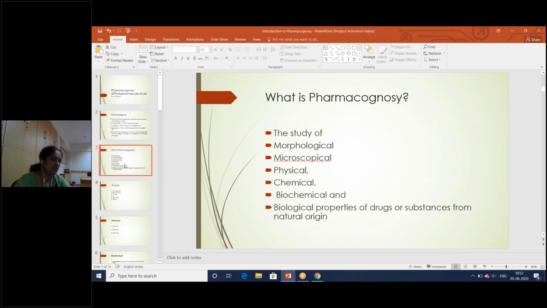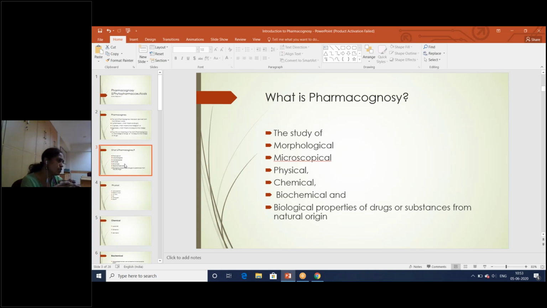Now, what is pharmacognosy? Pharmacognosy is the study of morphological, microscopical, physical, chemical, biochemical, and biological properties of these crude drugs. The sources of crude drugs I have told: plant, animal, marine, mineral, and recently we have added tissue culture, because when you have to cultivate plants from a seed, you have to sow the seed, then it has to grow into a plant. After growing into a plant, it takes years.